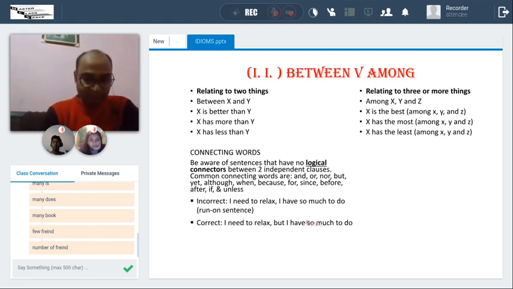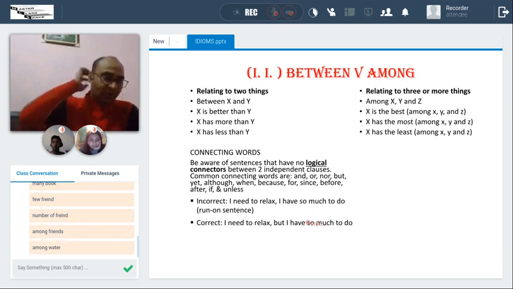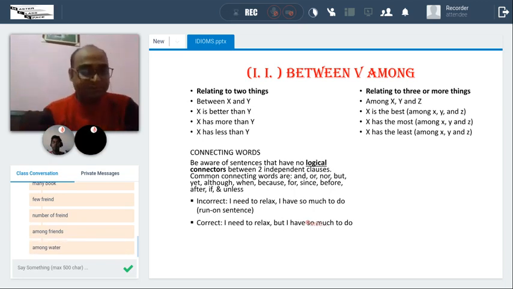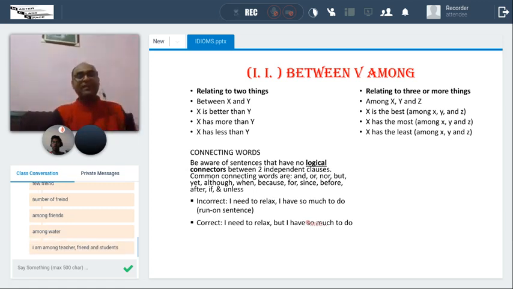Example, among friends. All right. So we cannot say among water. It should be in water. Otherwise, we can use three entities, like I am among teacher, friend, and students. So look at, there are three entities.